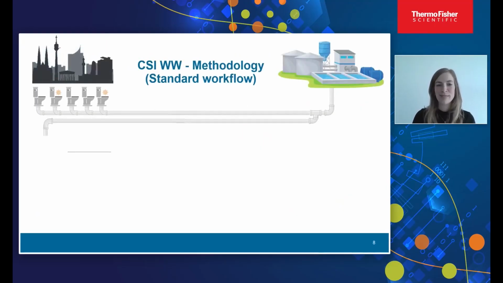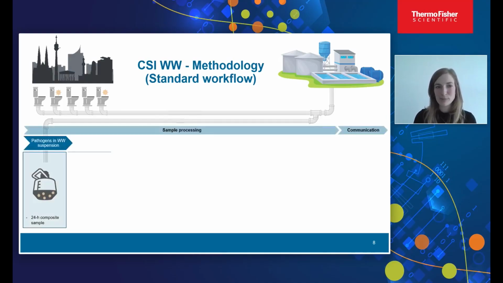So the methodology of the CSI wastewater project looks like this. On the left-hand side, you see the city of Vienna, and then you see the toilets. Some of the people might be infected with different viruses. Then the wastewater comes to the wastewater treatment plant, and there we take a sample. This starts the whole sampling process.